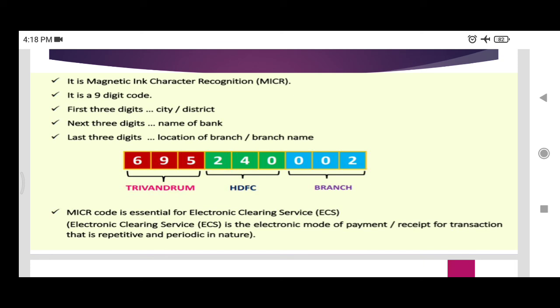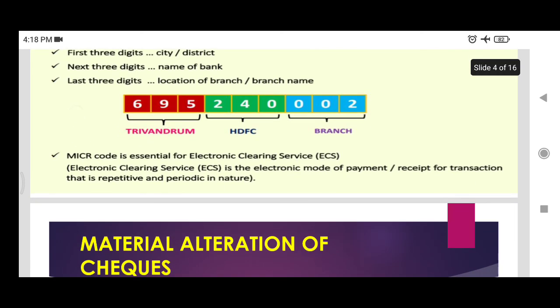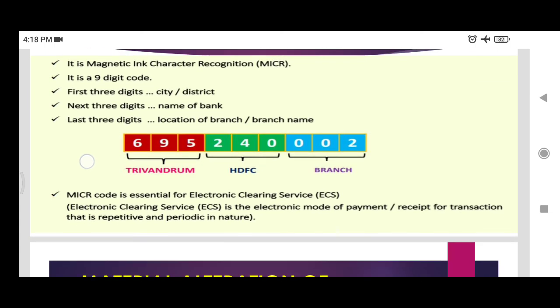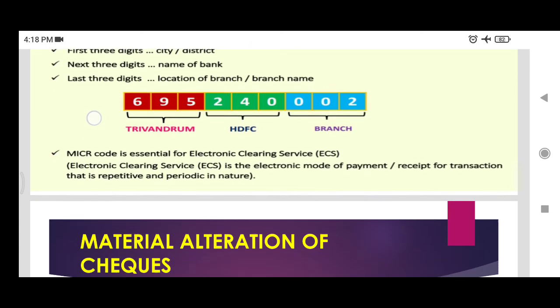It is very essential in the electronic clearing system. I hope you understood what is MICR. What is the need of MICR? To prevent frauds in the banking sector.